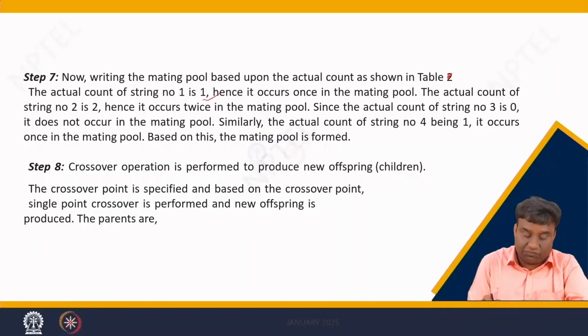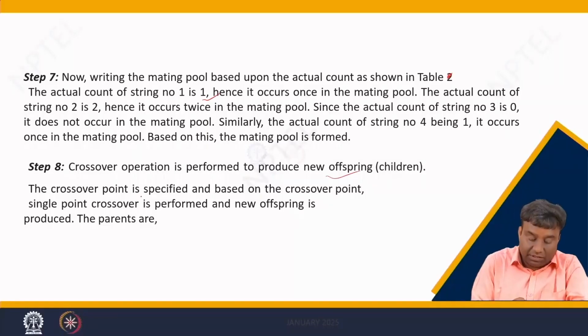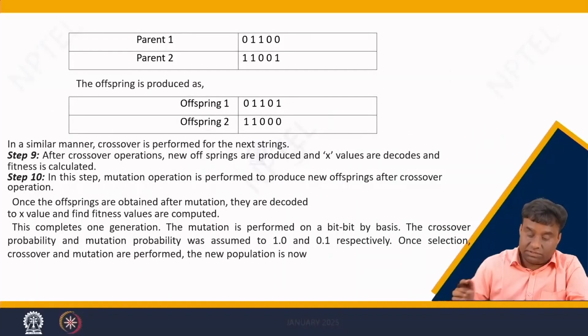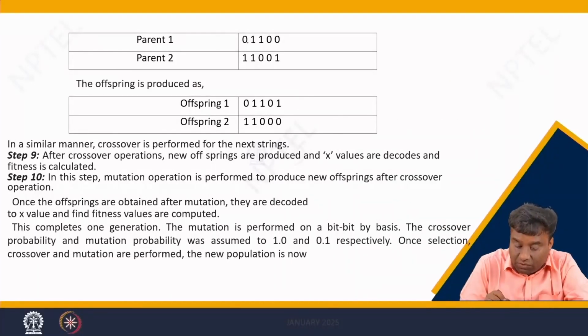Once the mating pool is formed, the crossover operation is performed to produce new offspring. The crossover point is specified, and based on the crossover point, single point crossover is performed and the new offspring are produced. So here are the parents: 0 1 1 0 0 and 1 1 0 0 1. We are considering the crossover after this point.